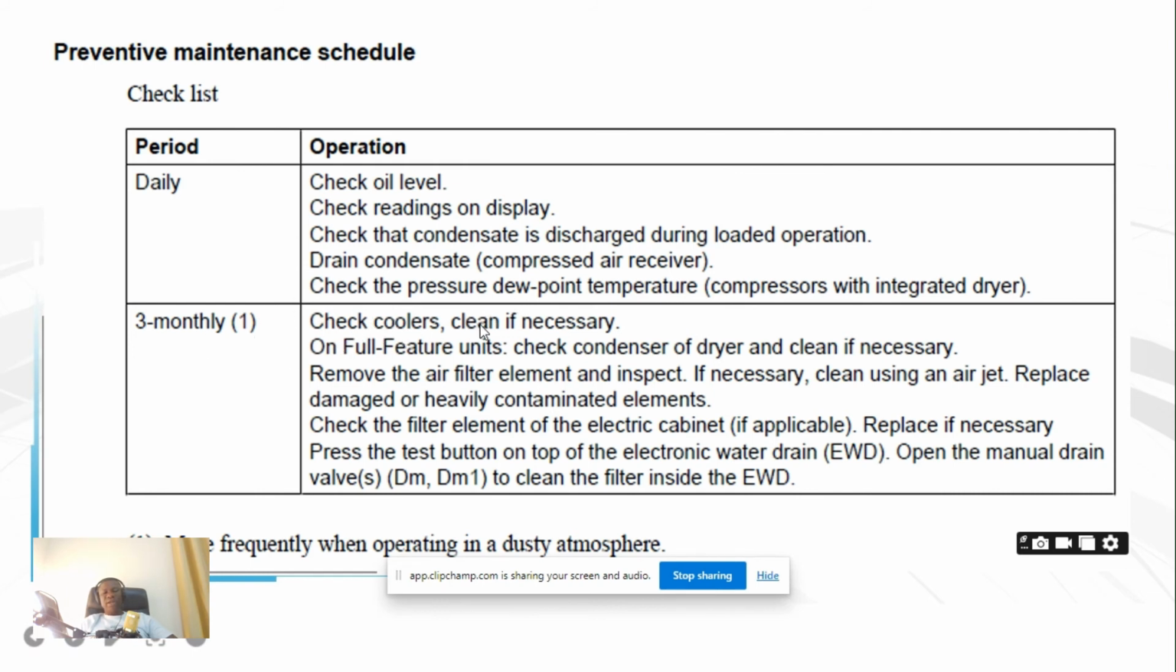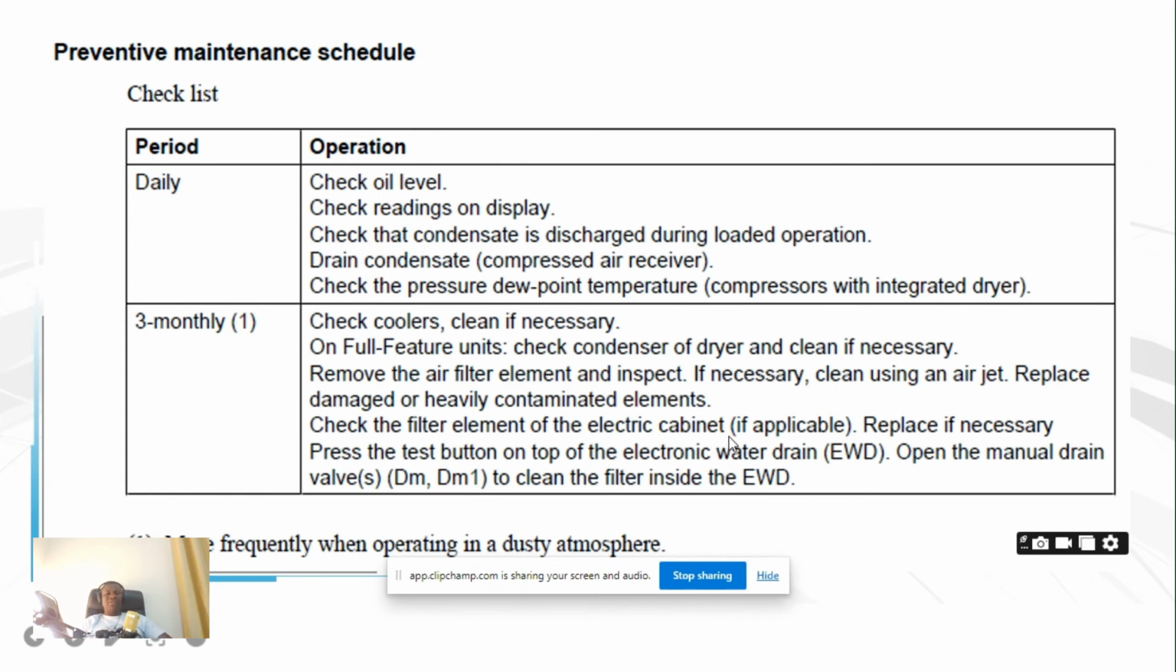Every 3 months you check the cooler and you clean them if necessary, depending on the environment. Or, on compressors that have a dryer, check the condenser of your dryer and clean it if necessary. Remove your air filter element and inspect it to see if it's good, if it's bad, or if you need to clean or replace it. Check the filter element of the electric cabinets.